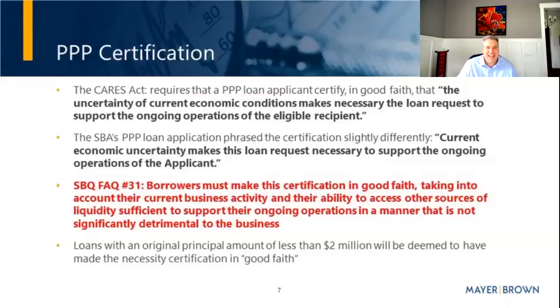The SBA, and that's just the Small Business Administration, put out an FAQ, essentially stating that, look, what we're trying to do is say, just make a certification in good faith. Make sure that you don't have another source of liquidity in some way, and that that wouldn't be significantly detrimental to the business. And then there was a statement made that loans with original principal amounts of less than $2 million would be deemed to have made that certification about necessity in good faith.